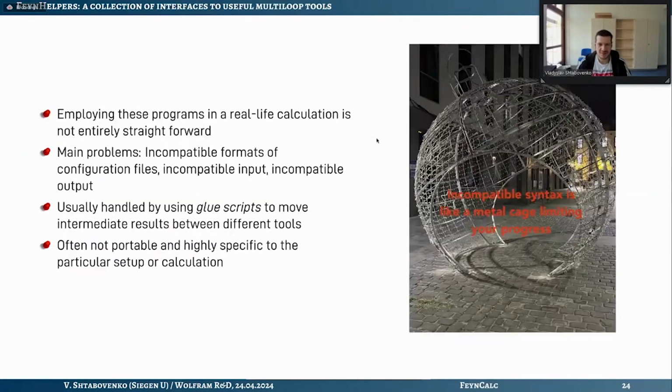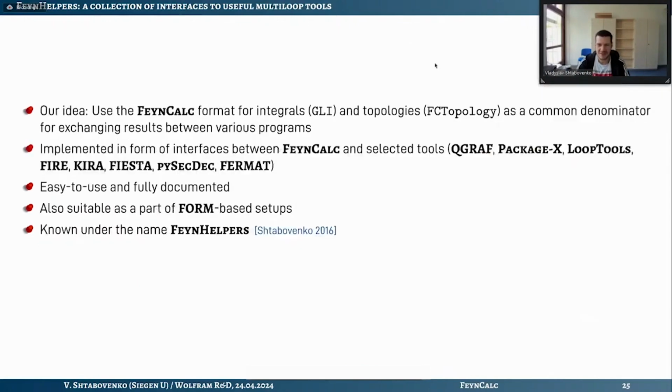But the problem with using these tools is essentially that when you want to employ them in a real calculation, there are often issues that every tool has its own input and output format. And if you want to combine them into one single tool chain, usually you need to somehow make a conversion between these input and output formats. So in practice, you end up writing a lot of glue scripts, be it Mathematica or Python or Bash. And even when you're done with that, usually the scripts are highly specific to the process you're calculating and not really portable.